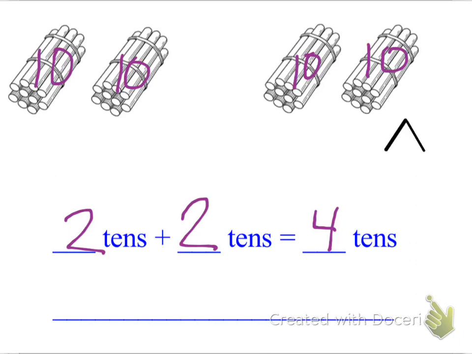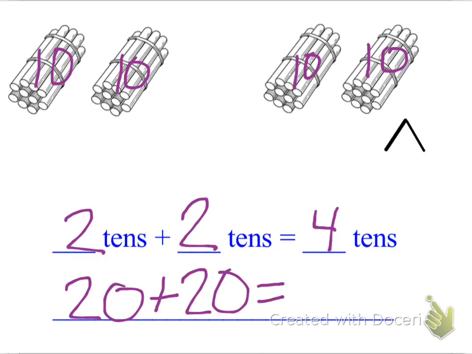Now, another way that we're going to write it on this line right here is, how much is 2 tens? Well, I know that 2 tens is 20, plus another 2 tens, which I know is 20, which will equal 4 tens, which I know 4 tens would be 10, 20, 30, 40. So I know that it would be 40.